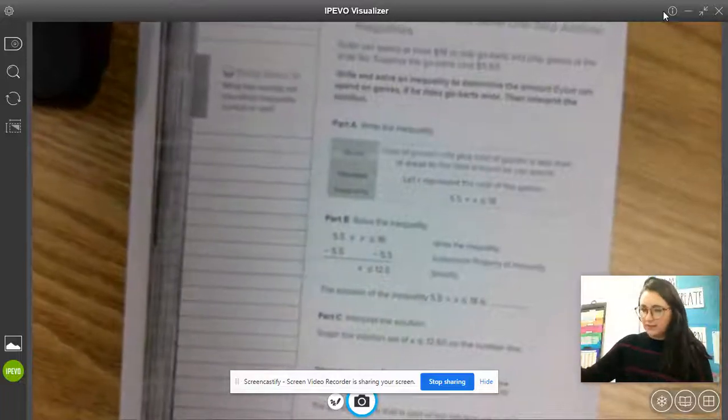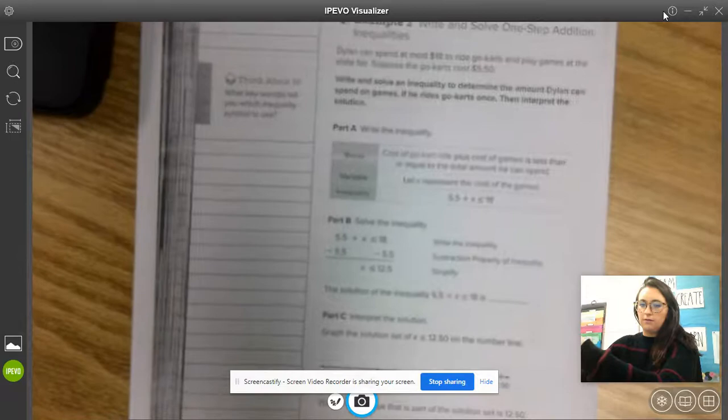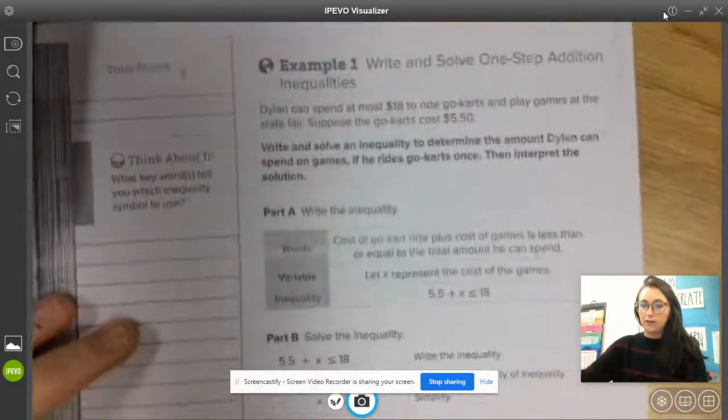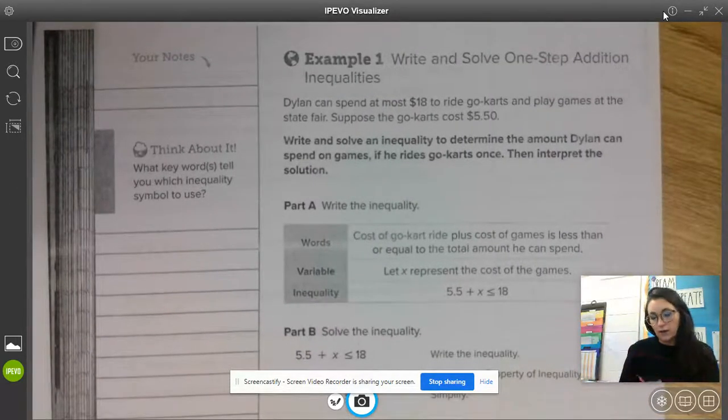All right, folks, this is page 342 in your workbook. If you have a highlighter or a colored pencil, that would be really great. If not, you can just follow along with a pencil. We're going to do the example and the check, okay?